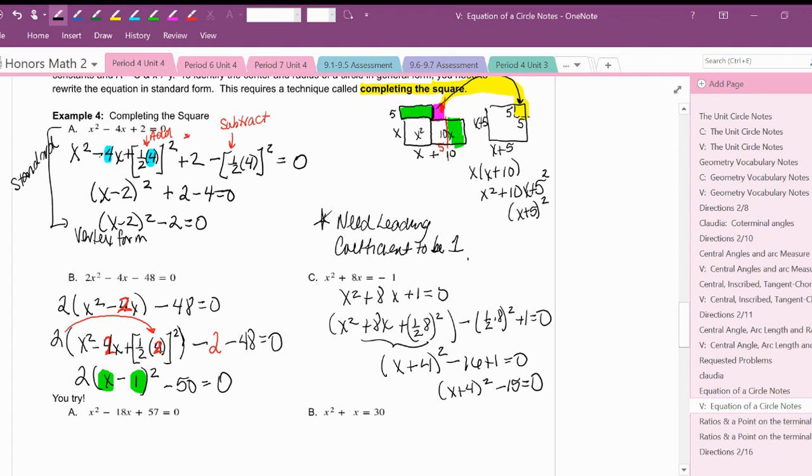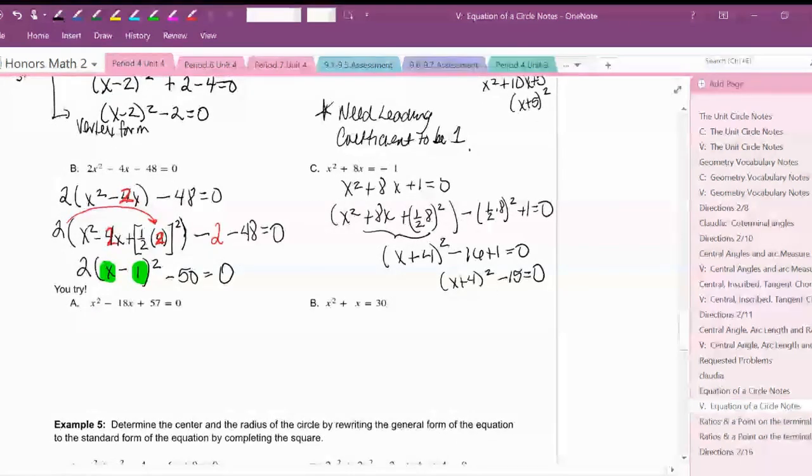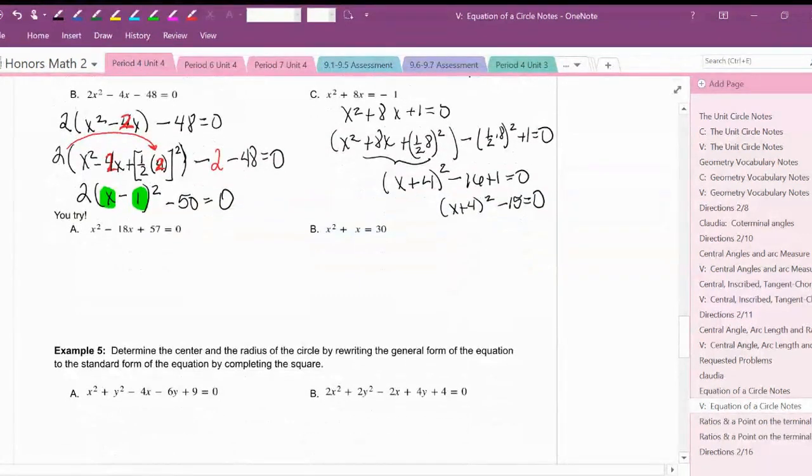Okay, again, not really solving. I could use this technique to solve. It's a good technique to solve quadratics that are in standard form. However, I'm just using it to rewrite. All right, so pause the video and you give it a try.